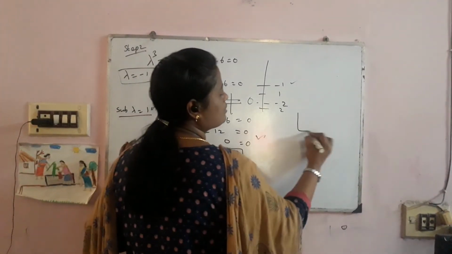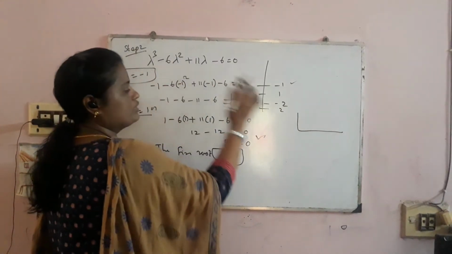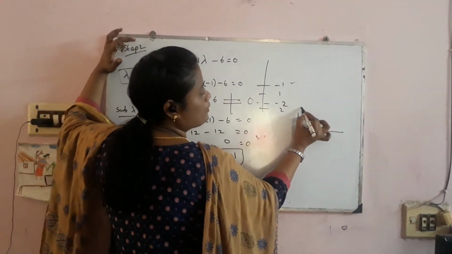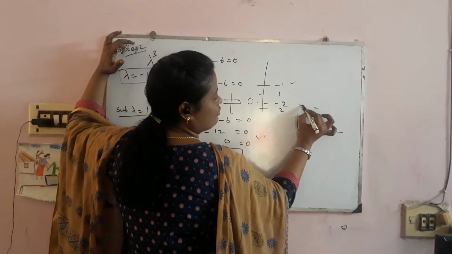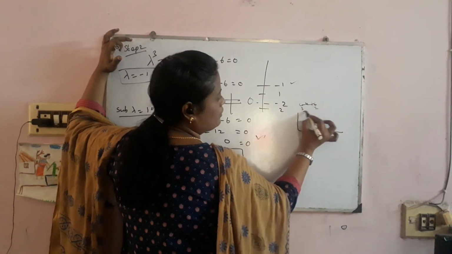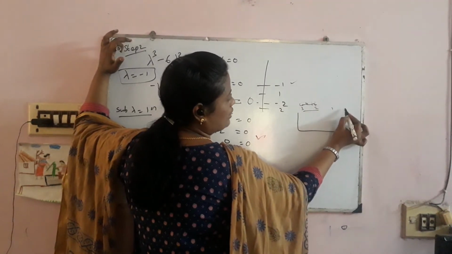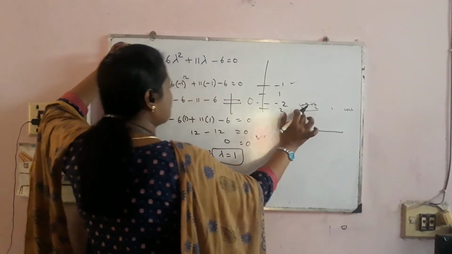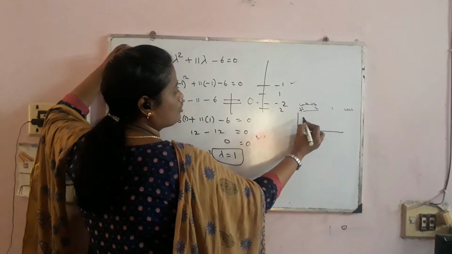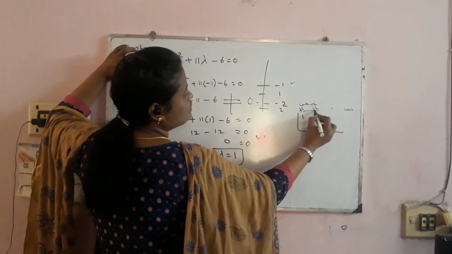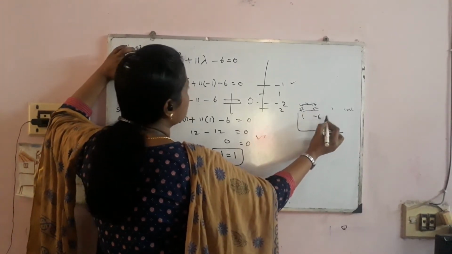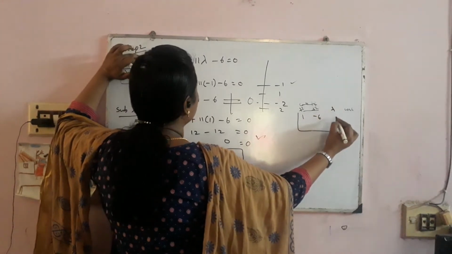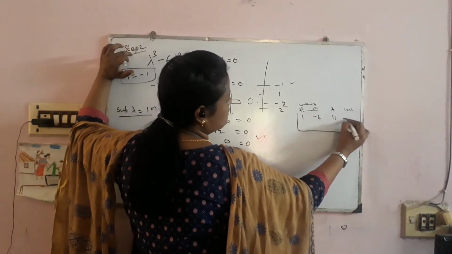For the synthetic division method, write the coefficients: cubic, square, power 1 and the constant. The coefficient of lambda cube is 1. The coefficient of lambda square is -6. The coefficient of lambda is 11. And the constant is -6.